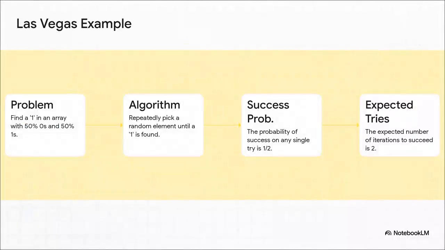Here's a simple example. You've got a big list of numbers, half are zeros, half are ones. You need to find a 1. The algorithm just picks an element at random until it finds 1. Since the probability of success on any given try is 1/2, the expected number of tries before you find a 1 is just 2. Simple, efficient, and powered by expectation.